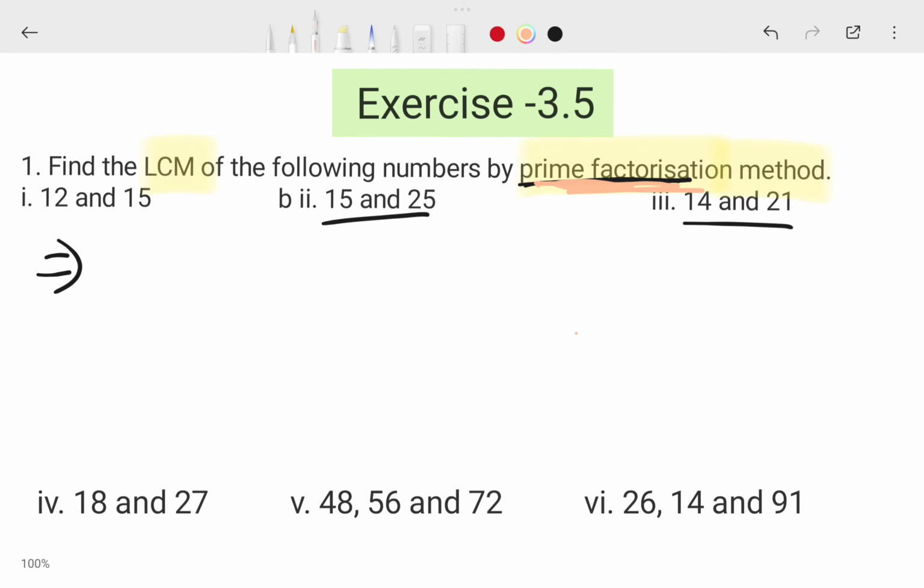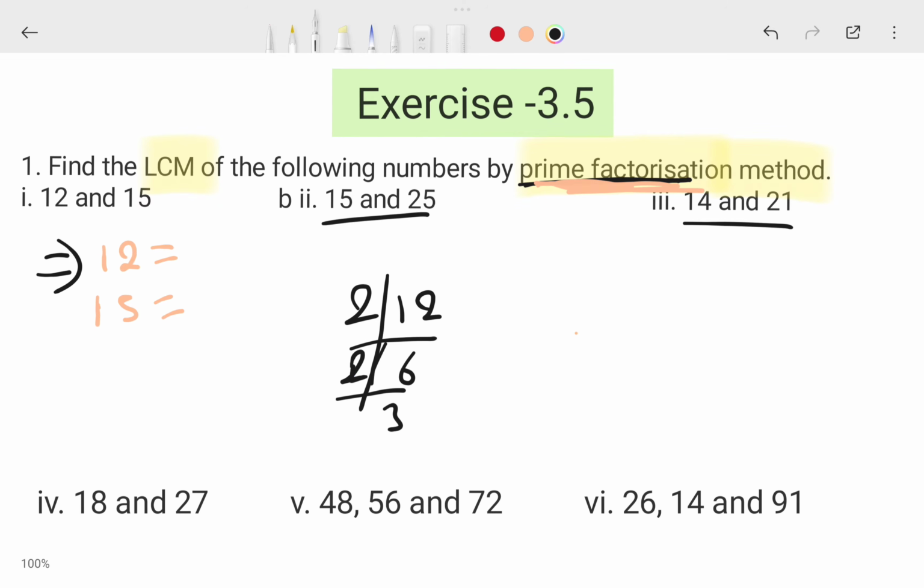Okay, you have to write the 12, then after that you have to write the 15. Now you have to write the factors of 12. So how can you write the factors of 12? Simple, just take a number. 12, divide this 12. You can divide by 2, 6 times, then 3 threes. So what you got is 2, 2, 3. 2 cross 2 cross 3 simply.